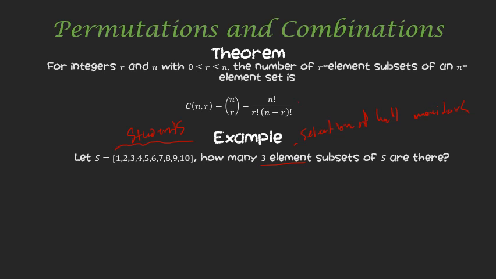So this number would be C(10, 3): 10 total elements, and we want 3-element subsets. We could also write this as 10 choose 3. And so this is 10 factorial over 3 factorial times 7 factorial. So the 10 factorial over 7 factorial leaves me with 10 times 9 times 8, since all those other factors cancel out, divided by 3 factorial, which is 3 times 2 times 1.